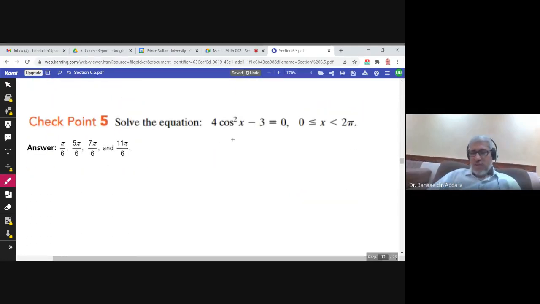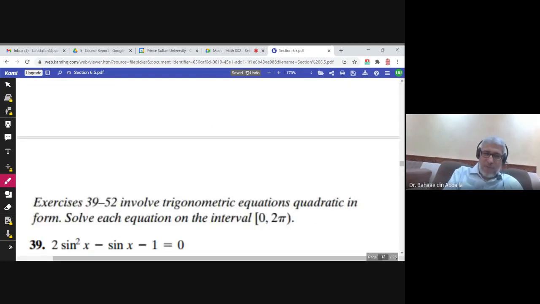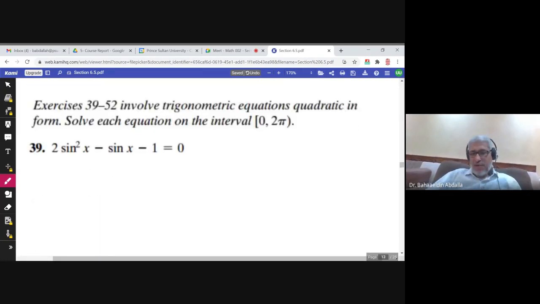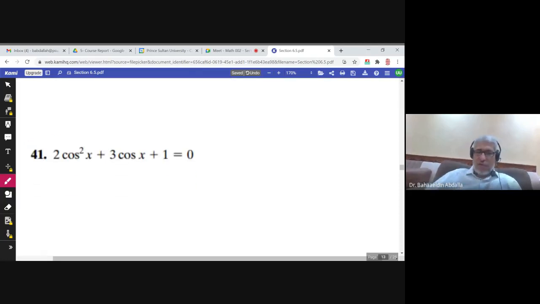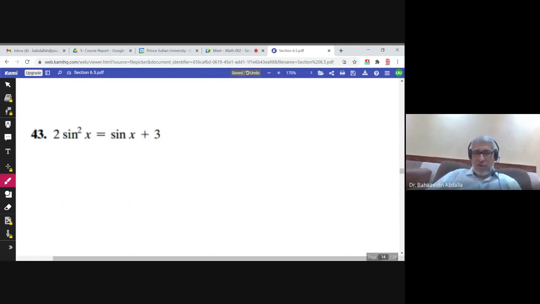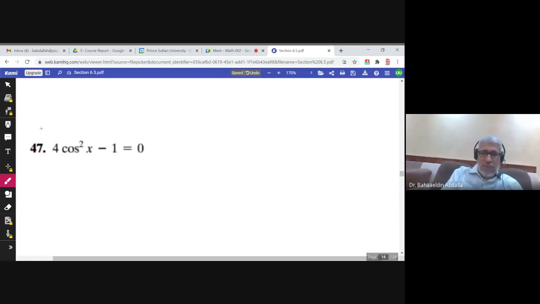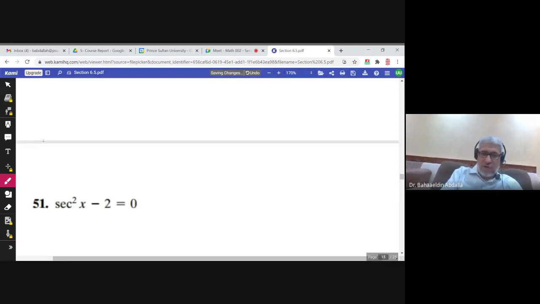Please do this one similarly. Take 3 to the other side, 3 over 4, and you will have two equations, plus or minus, and this would be the answers. This equation you can solve as a quadratic in form. You can do it like the one we solved. Also this one, quadratic in form. Also this one, a quadratic in form. This one is similar to the last one we solved, 1 over 4, and you take the square roots.